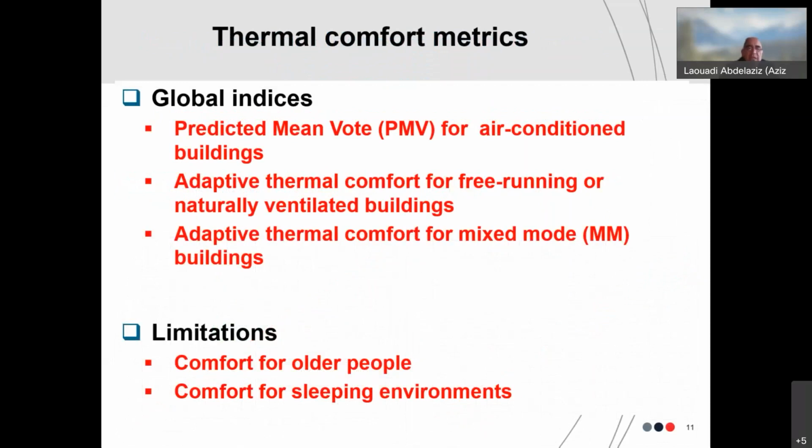Thermal comfort metrics, contrary to heat stress metrics, there are only a few global metrics adopted in international standards. The most popular one is the predicted mean vote index, which is used for air-conditioned buildings. The adaptive thermal comfort is used for free-running or naturally ventilated buildings. And there is a third index in between, called adaptive thermal comfort for mixed-mode buildings. All these metrics have limitations, namely they don't cover comfort for older people or a comfortable sleeping environment.